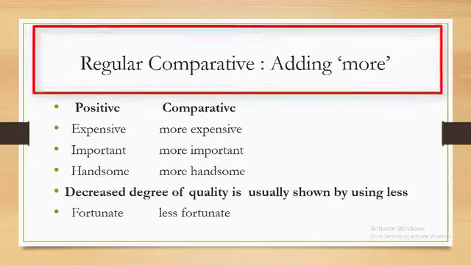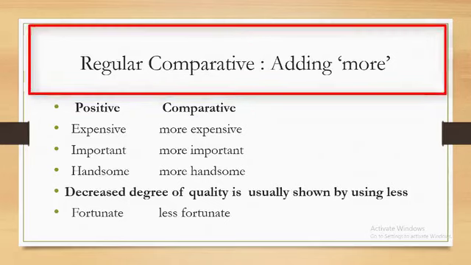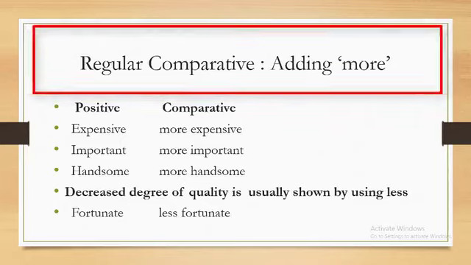But when we are trying to show a decrease or decline in the quality of something, we use less. Like fortunate, if you want to show that the person has less luck, you say the person is less fortunate. But if there's an increase in the degree of fortune, you say more fortunate.